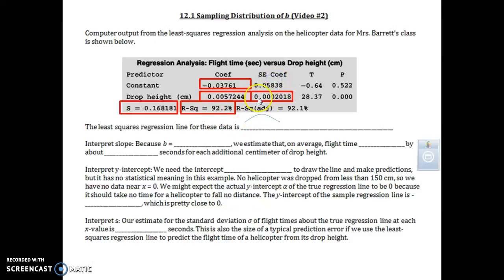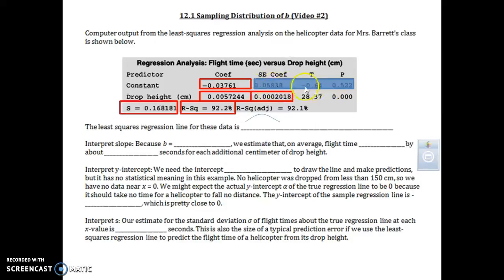The next thing is your standard error of the slope, which we're going to be learning about today and learning how to compute it if we don't have the computer output. We're also going to learn how to use it in the interval, so that's obviously important. Now, the way I remember this is if you see standard error, the symbol here, and if you go over to the label for the row, it is drop height. So this is the standard error of the slope. So that's how you're going to remember that.